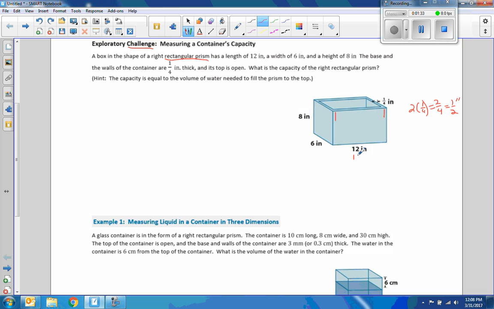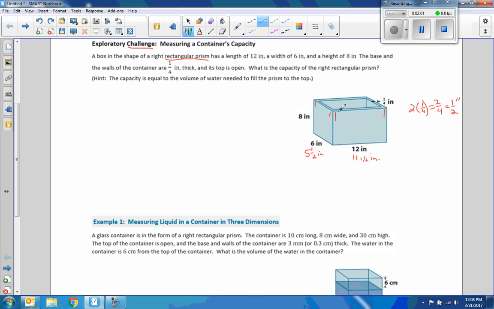So I'm just going to write all of the insides below. 11 1/2 inches. Okay, so then if I take a quarter from this side and a quarter from this side, that's subtracting a 1/2 from 6. So that would be 5 1/2 inches.